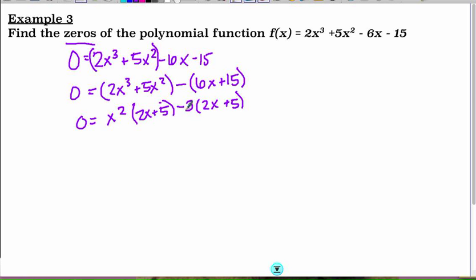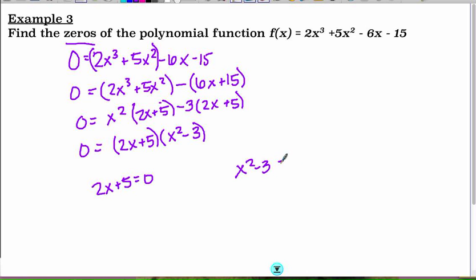Notice we've done something like this before, so our two parentheses are exactly the same, so I'm going to factor out those parentheses, 2x plus 5. If I factor that term out of both of these terms, I'm left with x squared minus 3. But I'm not done yet. We're not just factoring, we're actually finding the zeros. So now I need to set both of these factors equal to 0. So I've got two scenarios. I've either got 2x plus 5 equals 0, or I have x squared minus 3 equals 0.